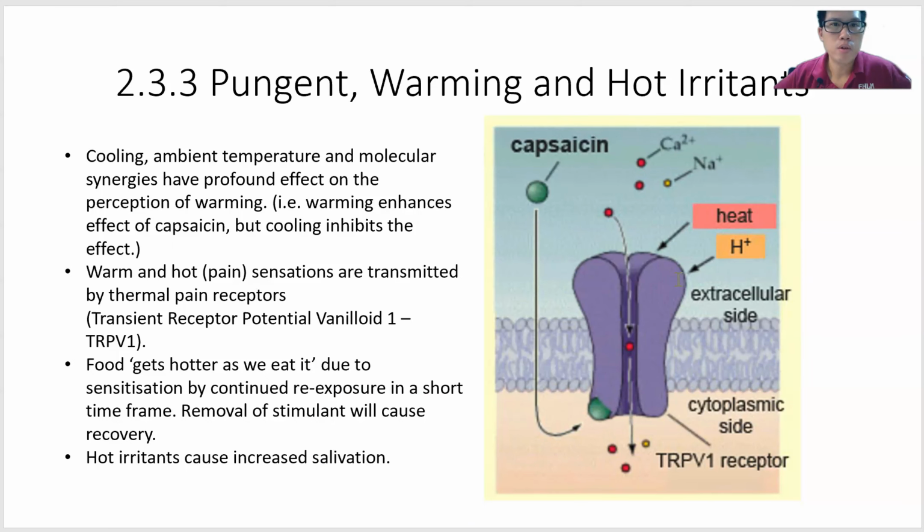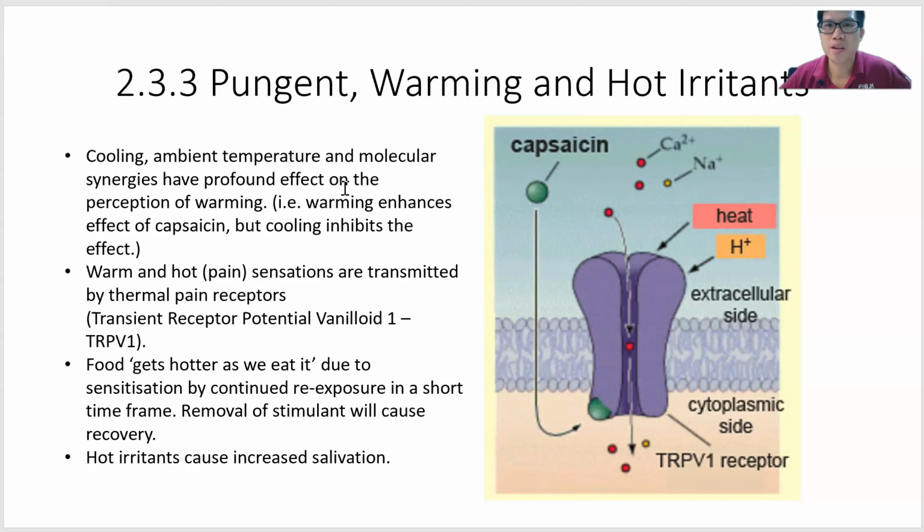The third group I will talk about is the pungent, warming and hot irritants. Temperature, ambient temperature and molecular signature have a profound effect on the perception of warming. Warming enhances the effect of capsaicin, but cooling inhibits it. So it really depends on the temperature at which you consume it. If you are eating a cold chili soup, the effect is less, but if you're eating a hot chili soup, then you feel the burning, really burning.